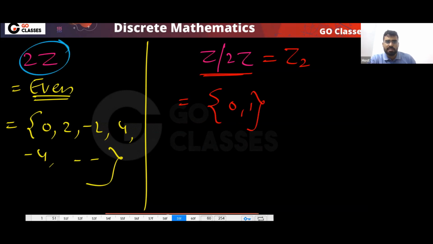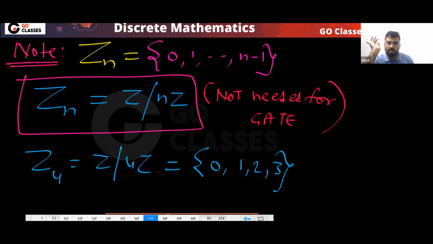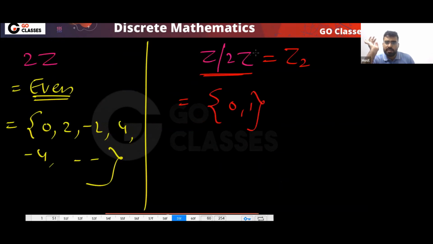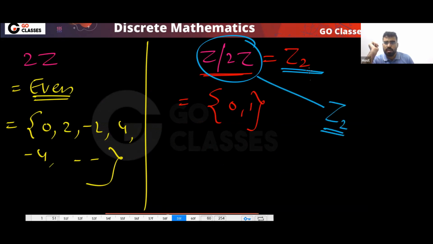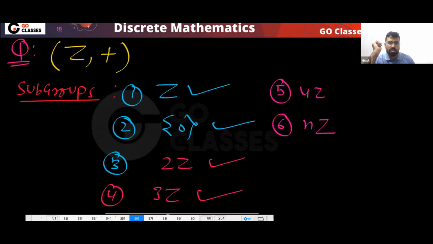This symbol means nZ. 2Z means multiple of 2. Very simple, very easy to remember. 2Z means multiple of 2, 3Z means multiple of 3, 4Z means multiple of 4. And this fancy, weird symbol is the same as this. It means Z2. And Z2 means what you already know, this is 0, 1.